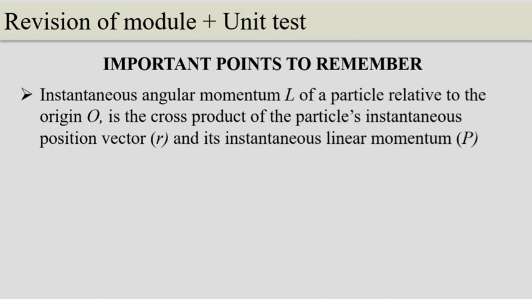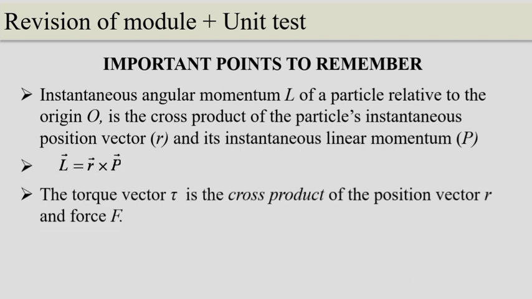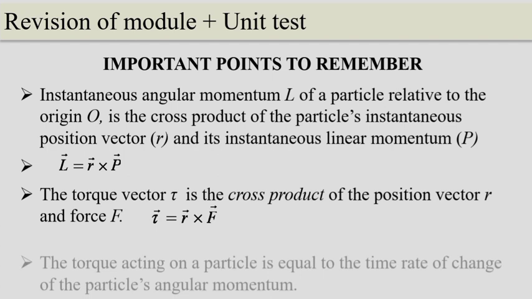Now we can define the angular momentum L of the particle relative to the origin as the cross product of the particle's instantaneous position vector r and its instantaneous linear momentum p, that is L vector is equal to r vector cross p vector. Now we define the torque acting on the system as the cross product of the position vector and the force F, that is vector tau is equal to vector r cross vector F.